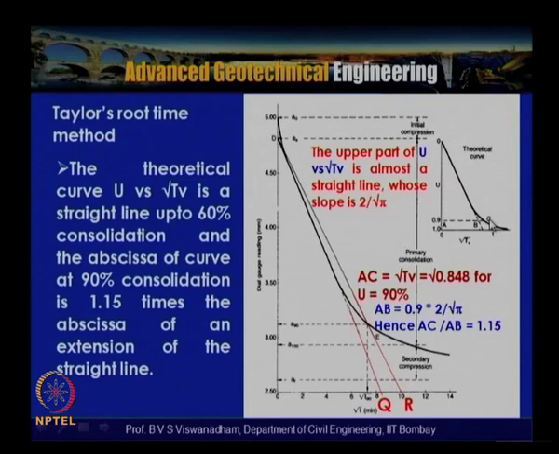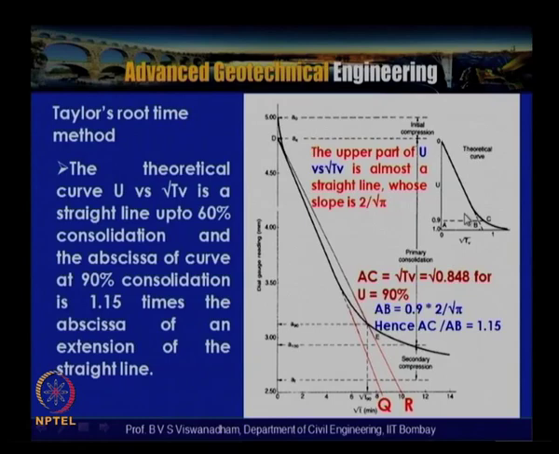This is based on T v is equal to pi by 4 into (U by 100) whole square. So by using that we can say that the slope of this line is nothing but 2 by root pi. The slope of this straight line portion of this U versus root T v is 2 by root pi.